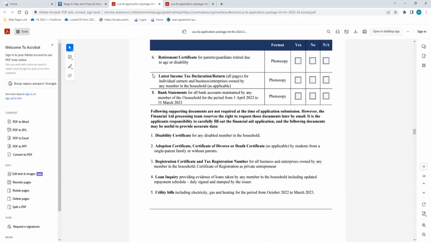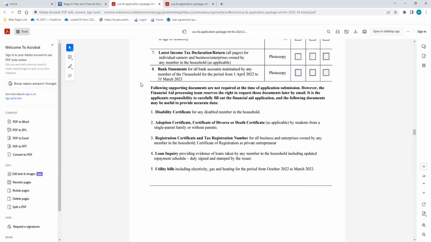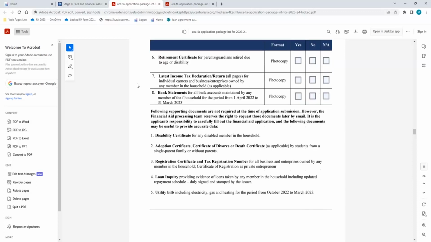And by the way, it is not only related to salaries, it is related to the business that you own. You can get the tax declaration from the local tax office. And yes, it is mentioned here: business enterprise owned by any member in the household.